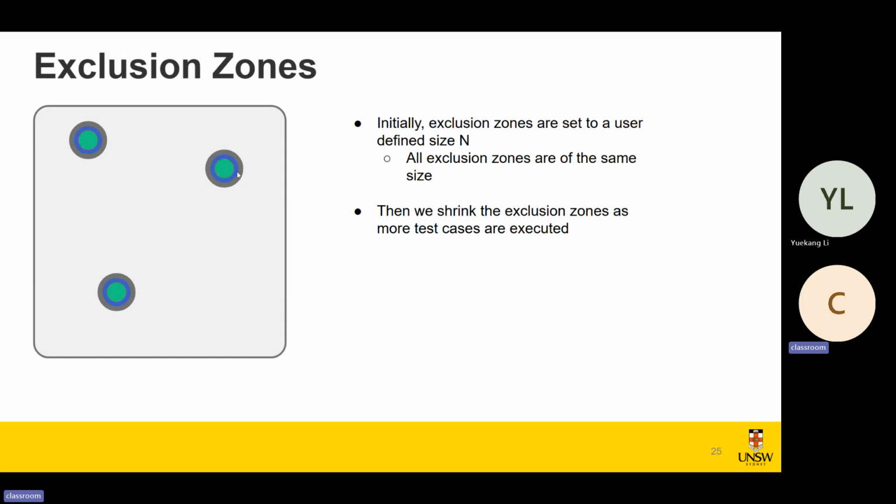But after we have tried more test cases, we will have fewer choices, because the entire input space will be very crowded. So we need to shrink the size of the exclusion zones the more test cases we try. This is the basic idea.